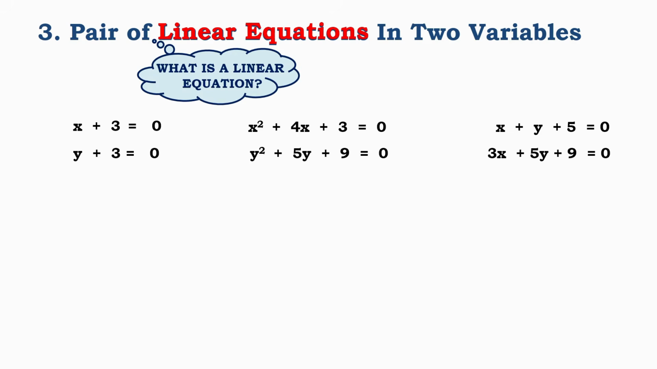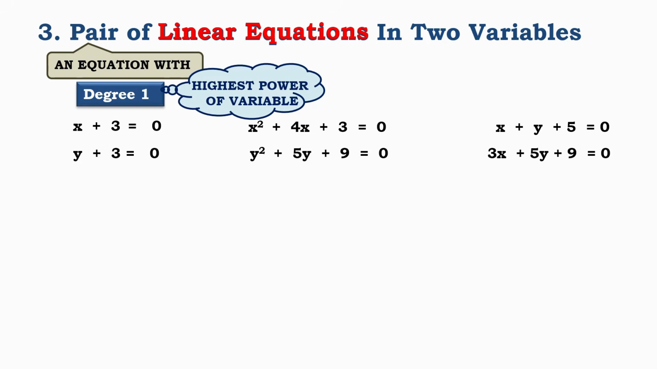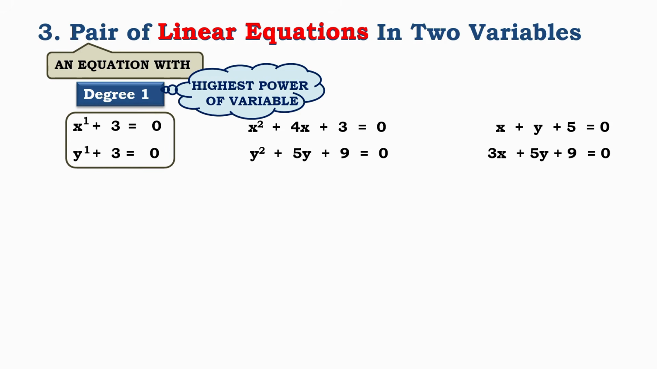The answer is no. A linear equation is an equation in which the highest power of the variable is 1. In other words, the degree of the equation is 1. For example, x plus 3 equals 0 and y plus 3 equals 0 are linear equations because the power of the variable is 1. But equations like x squared plus 4x plus 3 equals 0 or y squared plus 5y plus 9 equals 0 are not linear equations because the highest power of the variable is 2.